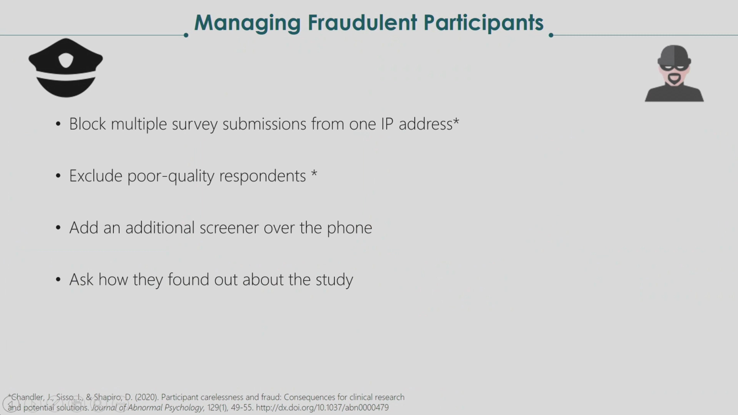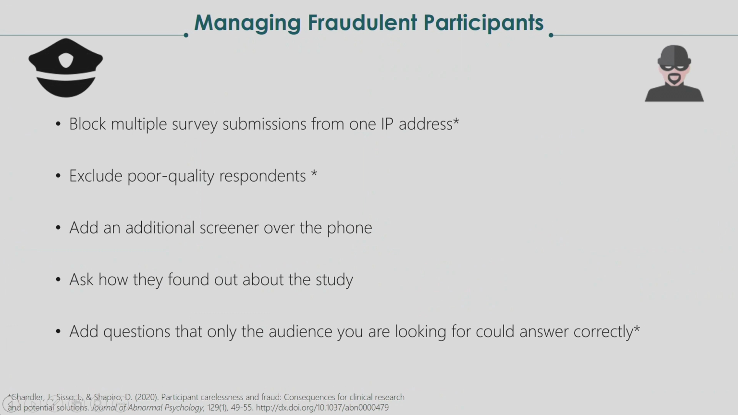And finally, when you're creating your survey, you want to ask questions that only your audience can answer. That way, when you're reviewing your responses, if you see some answers to those questions that don't really make sense, you consider removing them for exclusion because they may not be who they say they are. So ultimately, you want to exclude these people either by blocking IP addresses or excluding them, but by doing so, you really want to make sure that they're truly fraudulent, and adding extra questions to your survey or adding an additional step like a screening phone call can help weed out those participants.